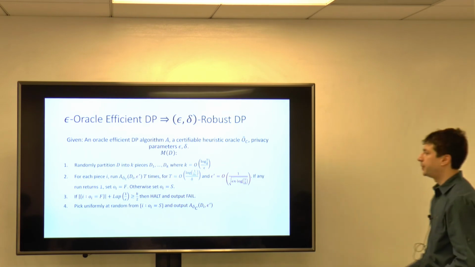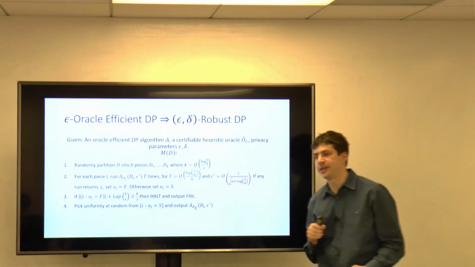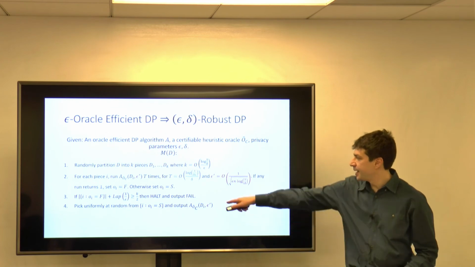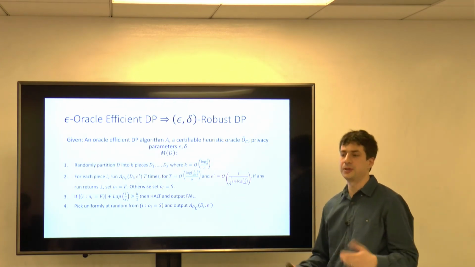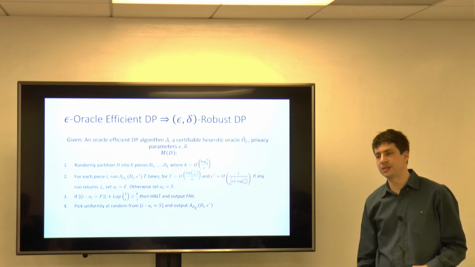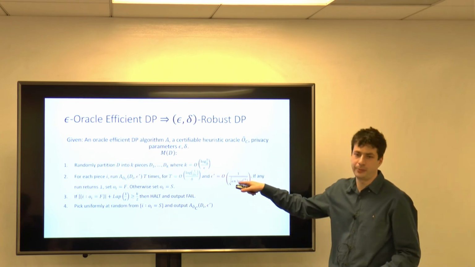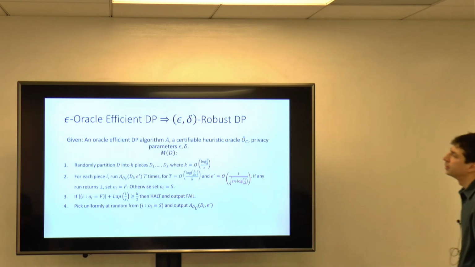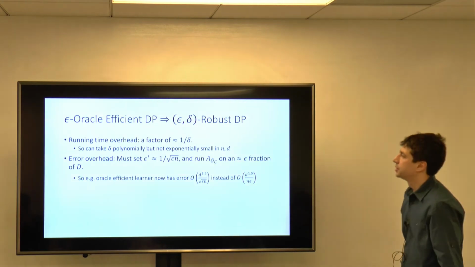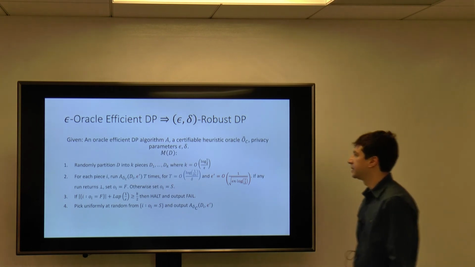Otherwise, I'm going to pick uniformly at random from the set of partition elements that succeeded. I'll run my learning algorithm with the heuristic on that partition element, again with this smaller privacy parameter, and I'll output that. That's the algorithm. OK. So first, let's observe some stuff about this.